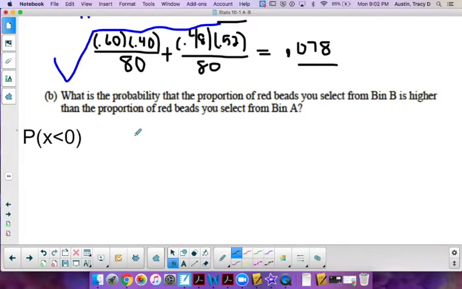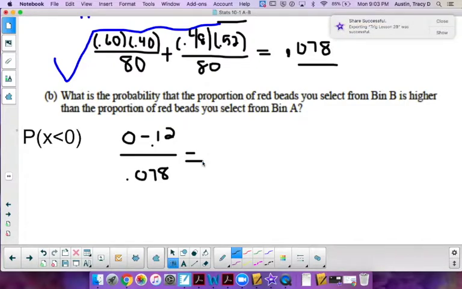Okay, so that being said, 0 minus 12% divided by the 0.078 standard deviation that we got should give you what for your z-score? Let's see. Divided by... negative 1.54 is what I'm getting.